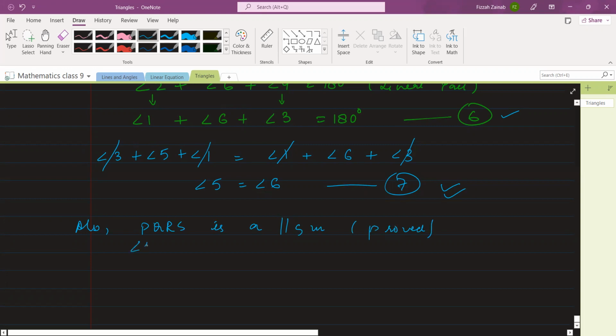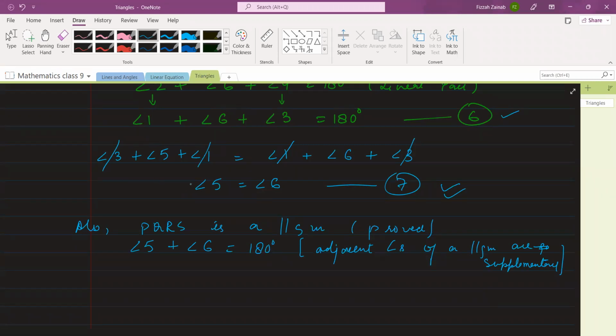And then we can say that angle 5 plus angle 6 is 180 degree. What is the reason? Adjacent angles of a parallelogram are equal. Sorry, are supplementary. Right, Jaslyn? Now we will use it here. So angle 5 plus angle 6 is 180 degree, and also they are equal. So we can say angle 5 plus angle 5 is equal to 180 degree.